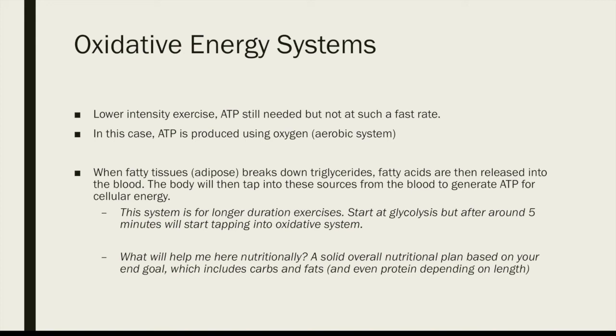Obviously, this is the aerobic system. It's used for longer duration exercises. You start at the glycolysis level, or what we talked about in the last two slides. It cycles through those after a few seconds. And around 5 minutes is when you really start tapping into the oxidative system. It's when your body really starts using oxygen pretty much almost fully as its main source of fuel. So what will help me here nutritionally? Well, a solid overall nutritional plan based on your end goal, which includes carbs and fats and sometimes even proteins depending on the length of your activity.